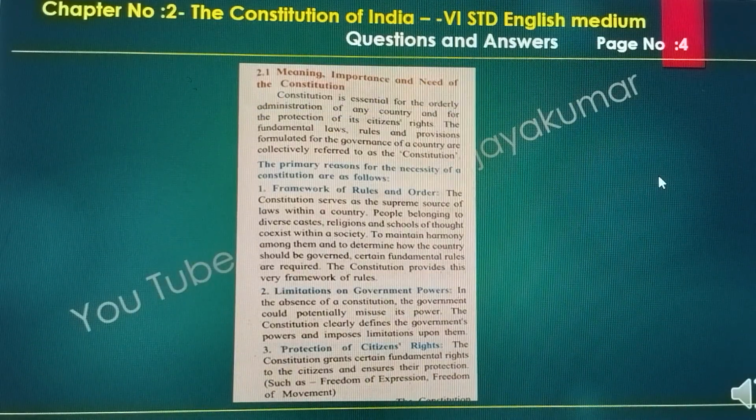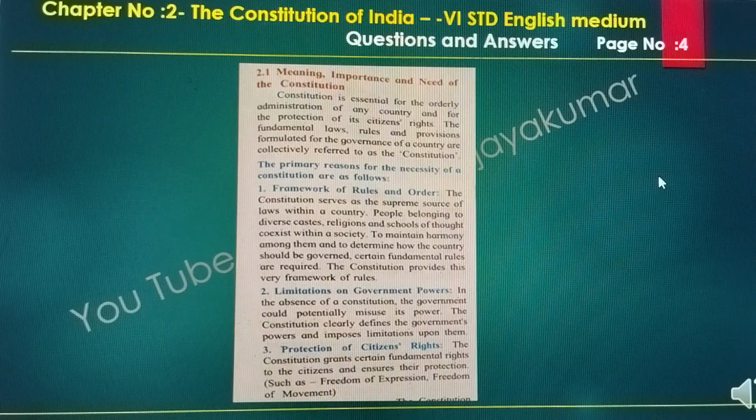2.1 Meaning, importance and need of the Constitution. A constitution is essential for the orderly administration of any country and for the protection of its citizens' rights. The fundamental rules and provisions formulated for the governance of a country are referred to as the constitution. The primary reasons for the necessity of a constitution are as follows. First one, the framework of rules and orders.